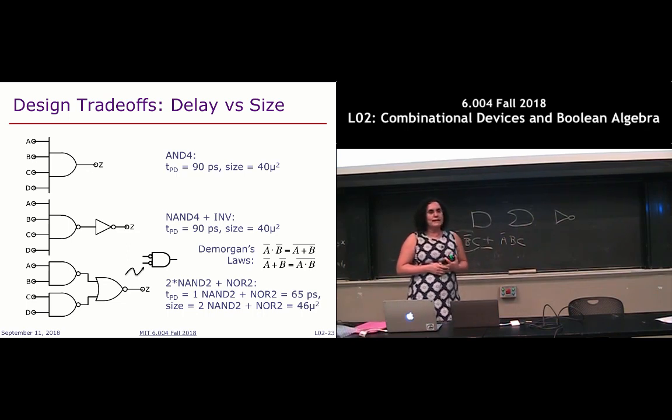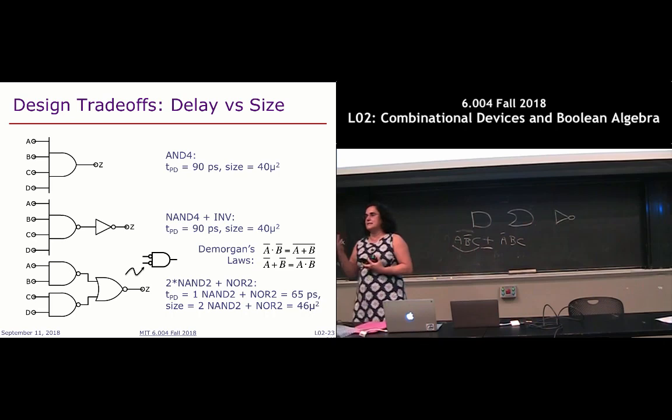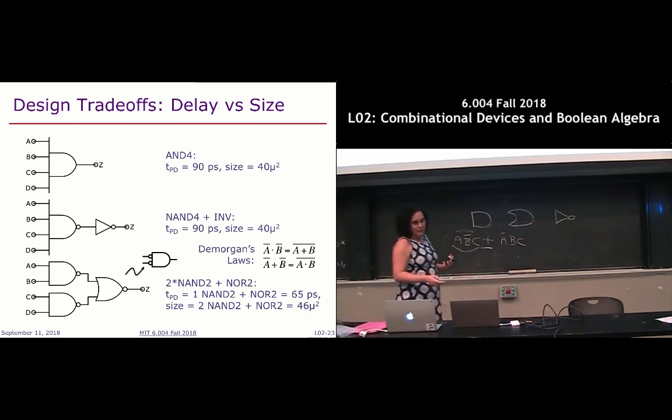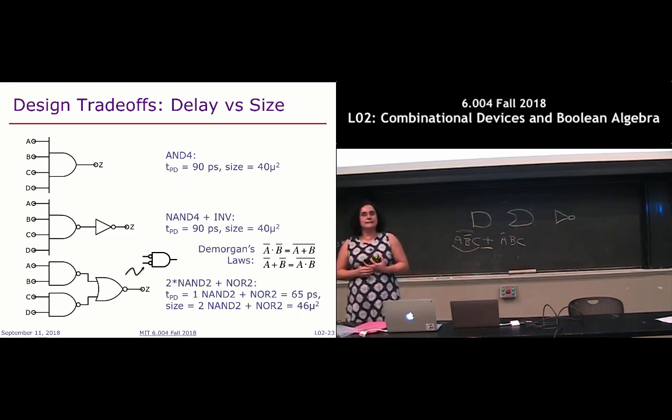So if I take a look at the delays and the area costs of these three different implementations of a 4-input AND gate, I see that in the first two, I have 90 picoseconds and 40 microns squared for area, whereas in my second one, which looks a lot more complicated, while the area goes up a little bit, my delay is actually significantly less.